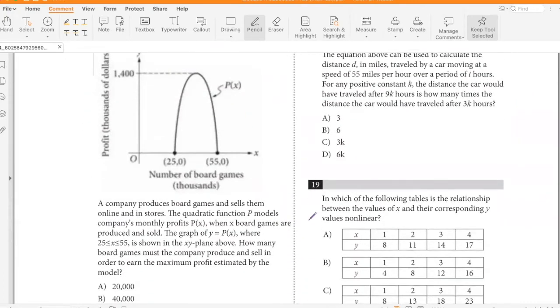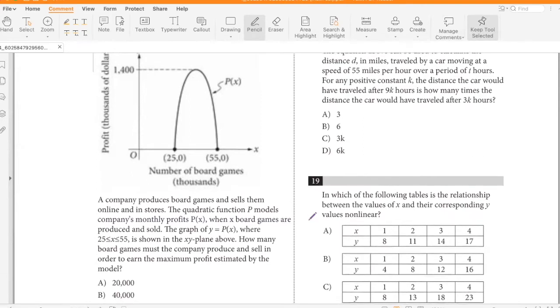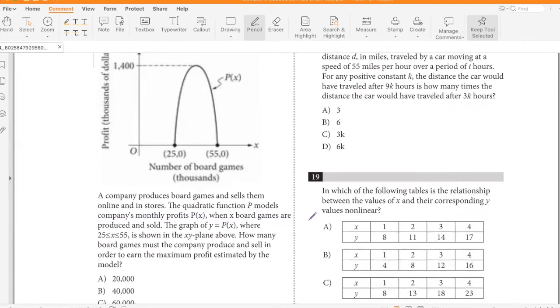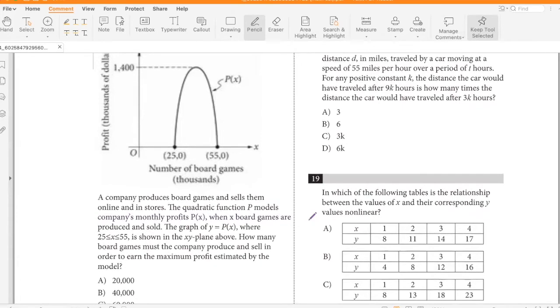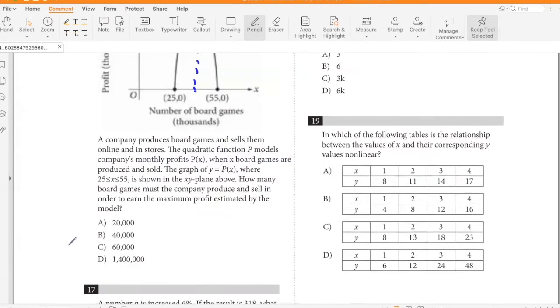A company produces board games and sells them online and in stores. The quadratic function P models the company's monthly profits, P(x), where x board games are produced and sold. The graph of y equals P(x), where 25 is less than x is less than 55, is shown. How many board games must the company produce and sell in order to earn the maximum profit? Okay, so that happens at the vertex, right? So how many board games? That would be the midpoint of 25 and 55, which is 40. So 40,000.